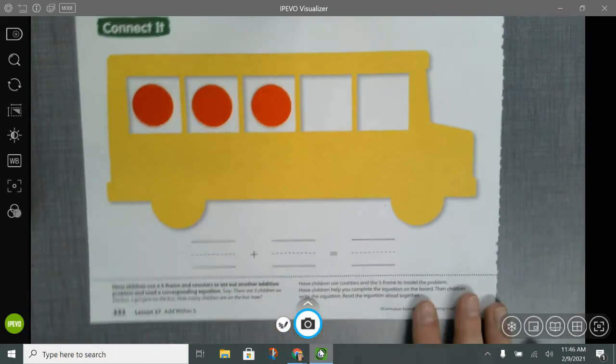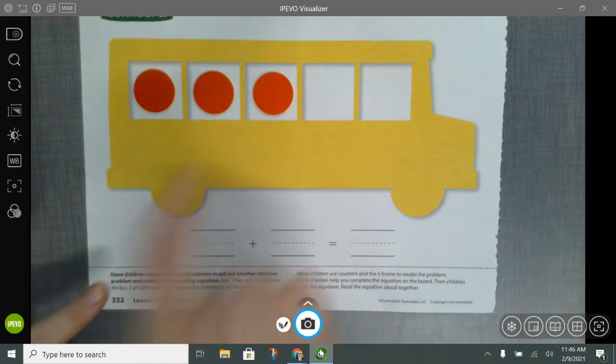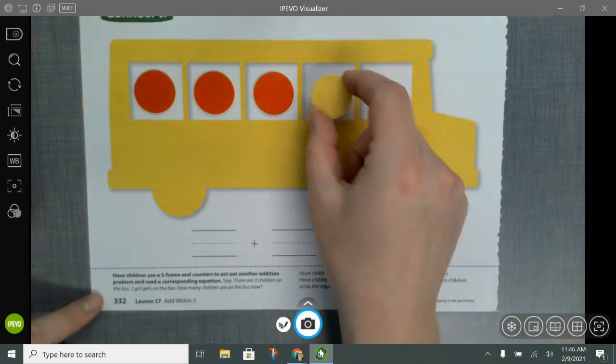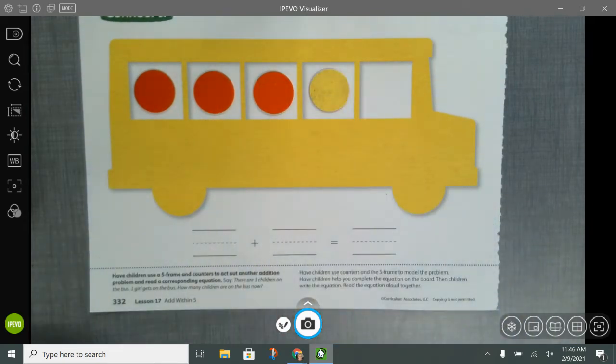Okay? There are 3 children on the bus. One more girl gets on the bus. How many children are there now? So now you explain that to somebody that you're with.